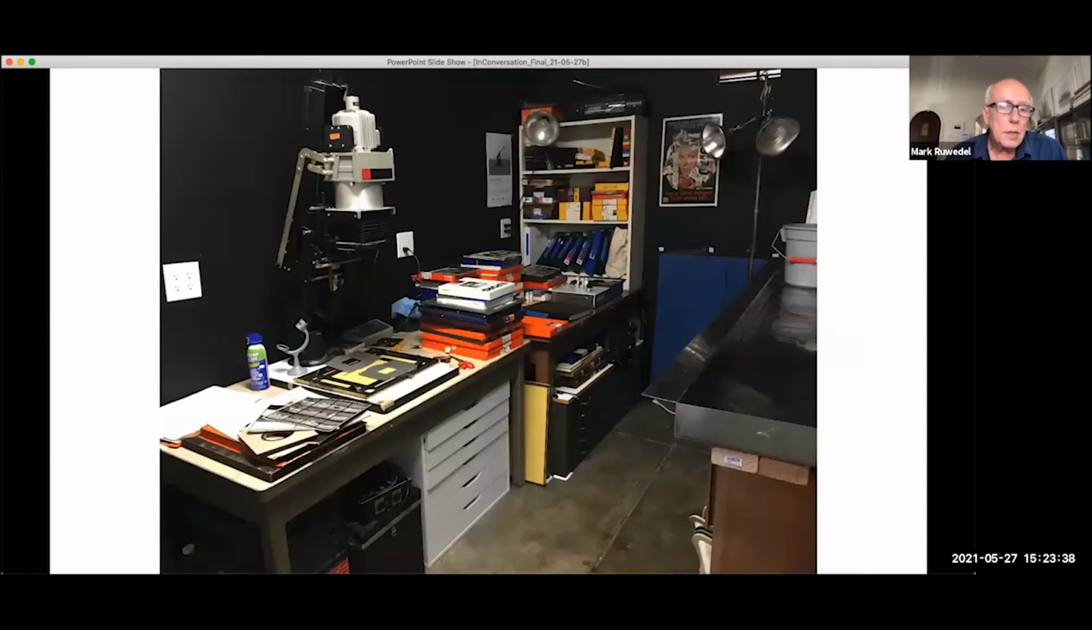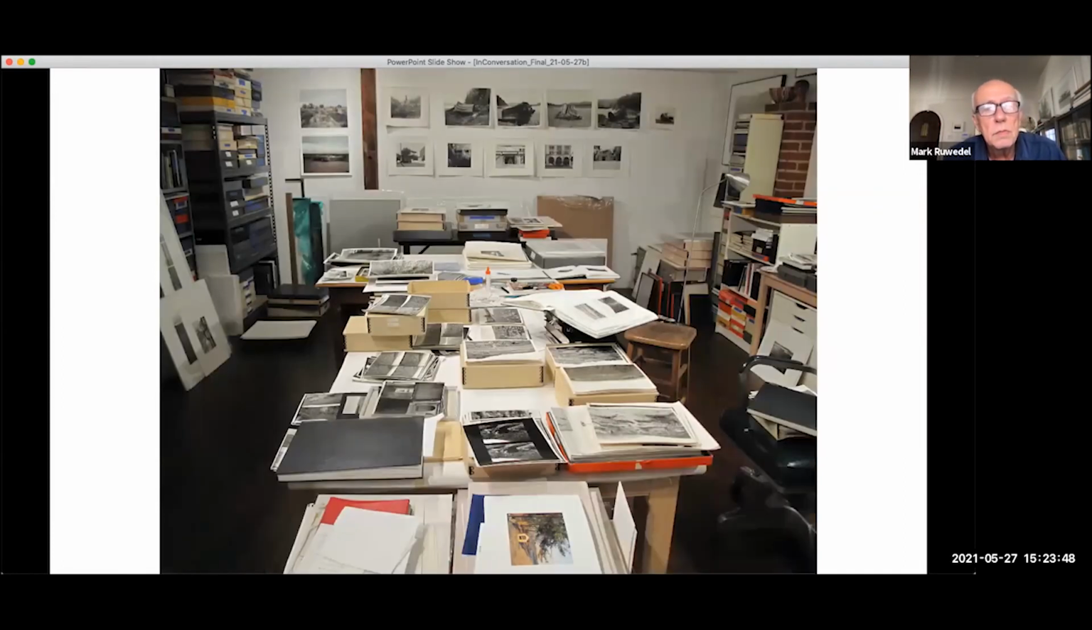If there's any young people watching, this is a darkroom. Okay, let's do the next one. Most of my work is made very traditionally, and this is what my studio started to look like once an agreement was made with Stanford.